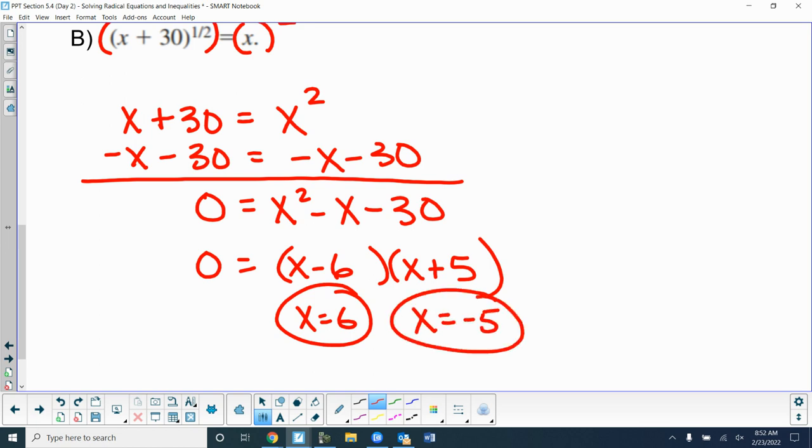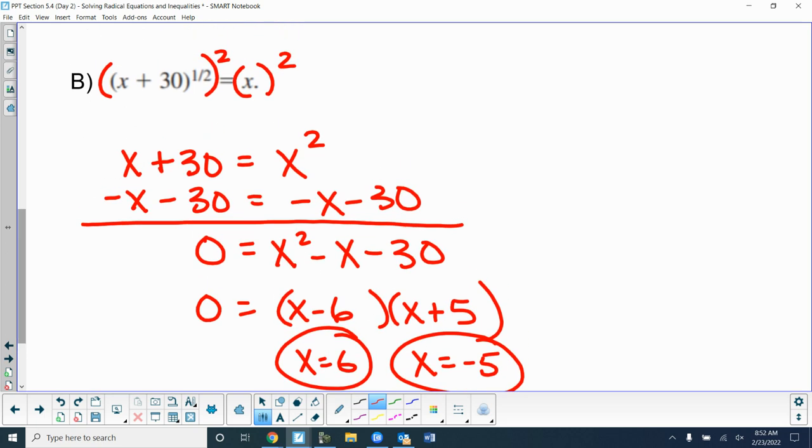Let's see what happens. What's 6 plus 30? 36. 1/2 power is like square root, right? So what's the square root of 36? 6. Does that equal 6, when I plug in 6? Yes, so that's a good answer.